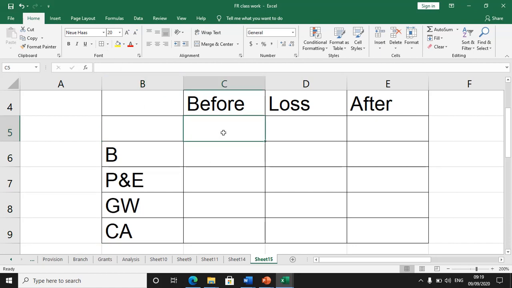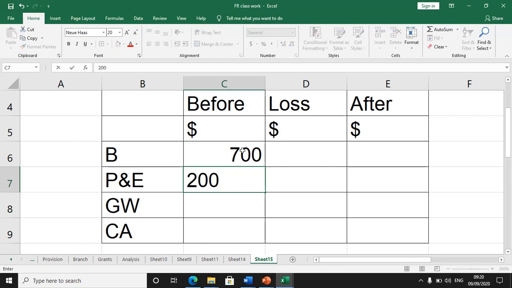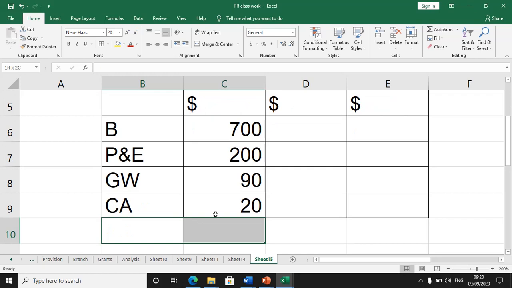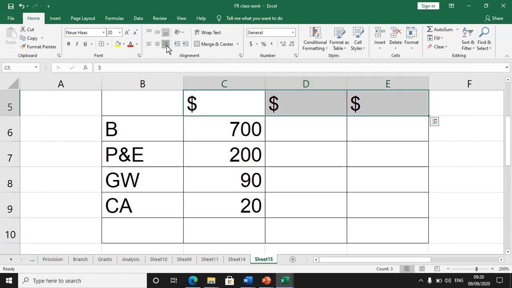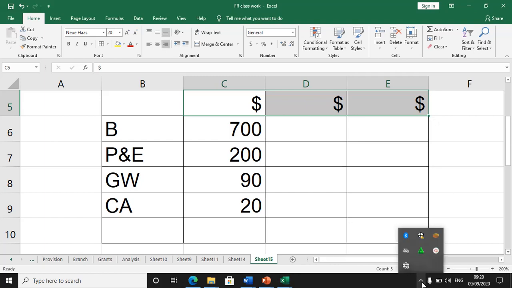Now I'm going to put dollar signs there so that we can already see what is going on. Push in your figures. What do we have? Building 700. What do I have next? 200 for the other amount. Then please make reference to the revision kits. I think by this time I should have shared the revision kits. If you don't have the revision kit, you can still get back to me on that line that you saw.